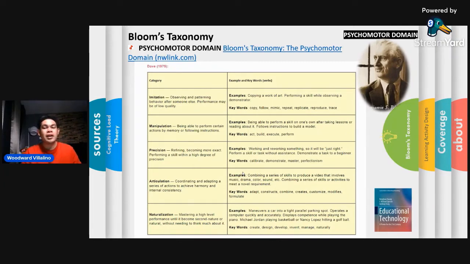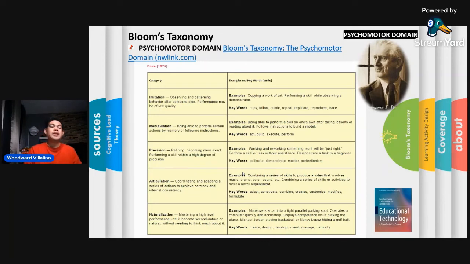So basically, learners just copy from the teachers, from the work of art that they are representing, and we tell them, okay, students, please follow this one and please copy this one, and they will just mimic. They're just going to copy, follow, repeat, replicate, reproduce, or even trace. Even in kindergarten, tracing activity is very important. So imitation is all about this: copy, follow, mimic, repeat, replicate, reproduce, and trace.